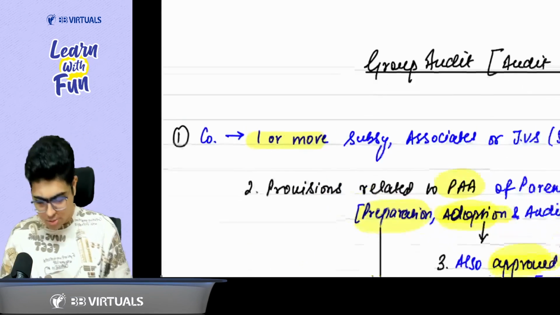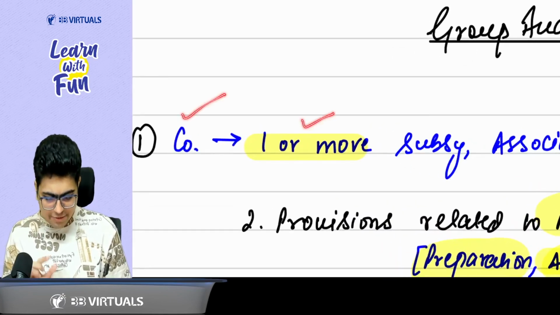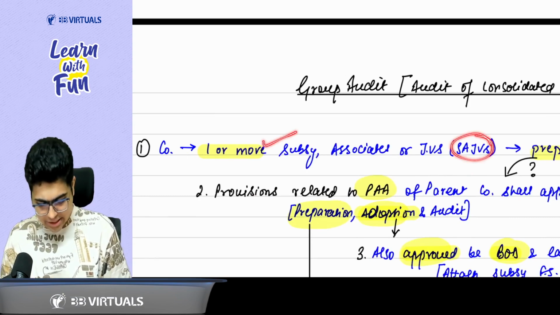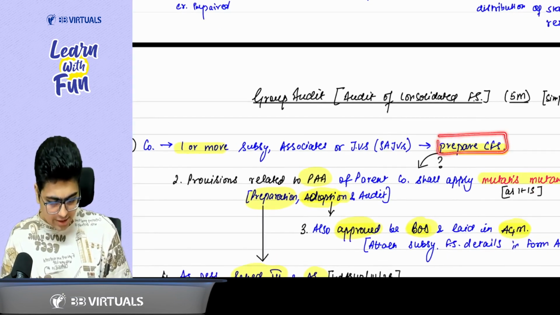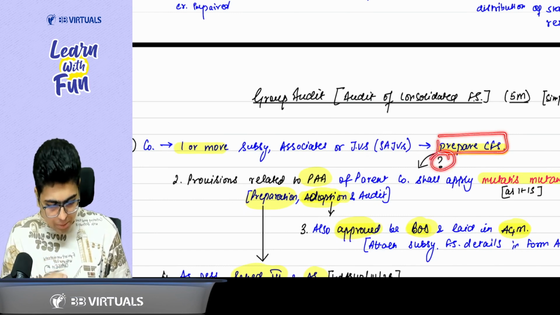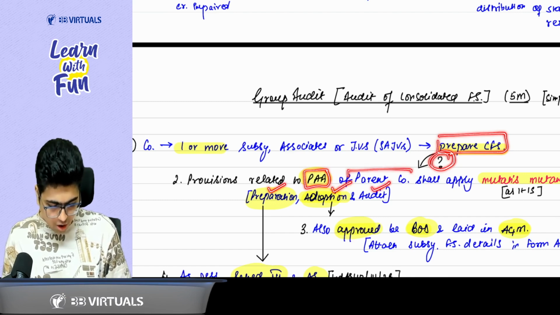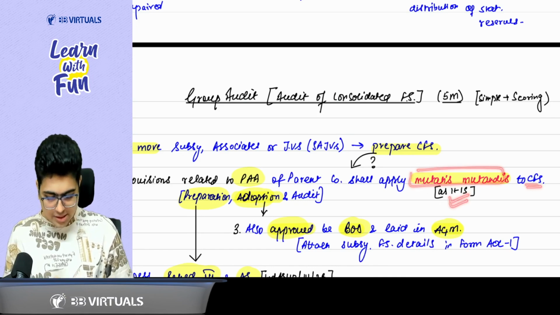So everyone please focus on the board. It says, whenever there is a company which has one or more SAJVs, sir, SAJV means subsidiary, associate, or joint venture, then it needs to prepare the CFS. Now, how to prepare the CFS? The provisions related to PA, PA means preparation, adoption, and audit of the parent company, will apply mutatis mutandis to the CFS. That means they will apply as it is to the CFS.